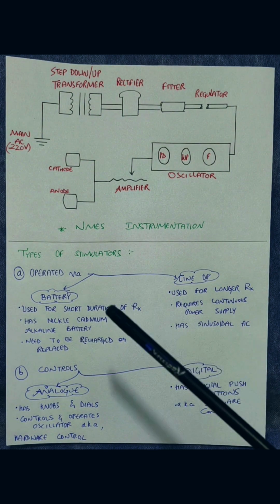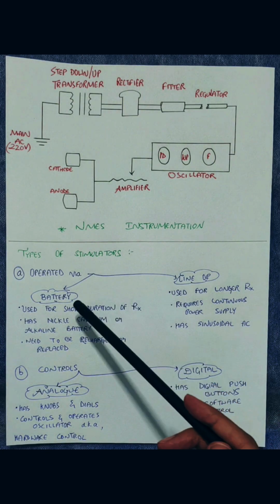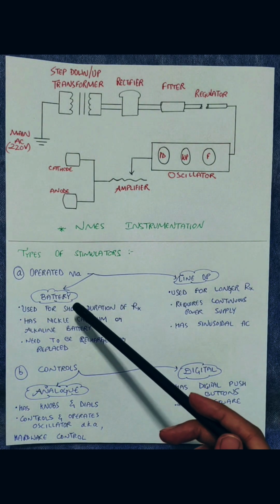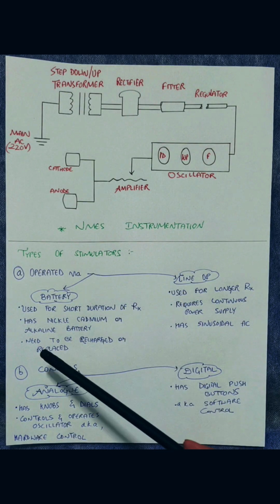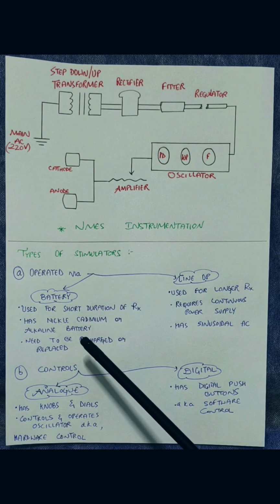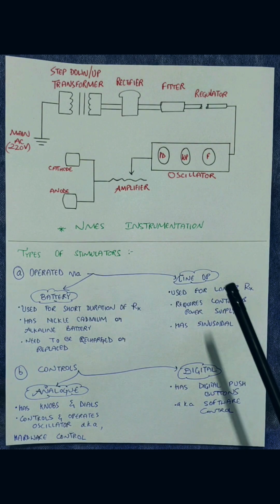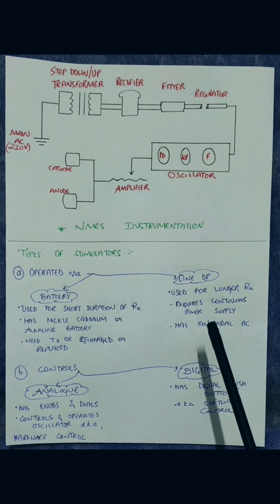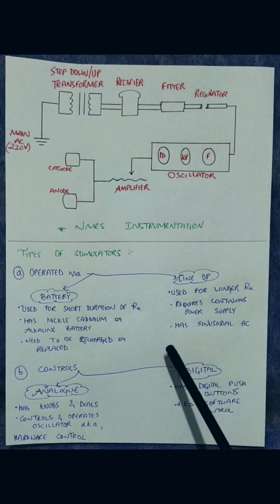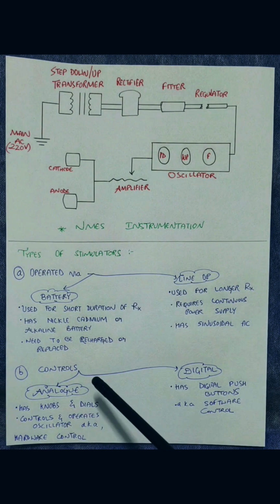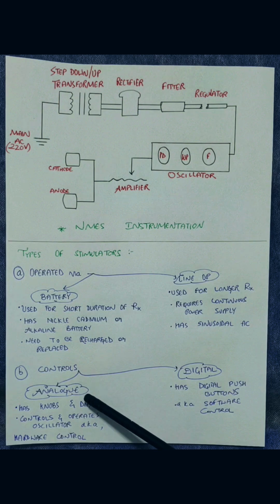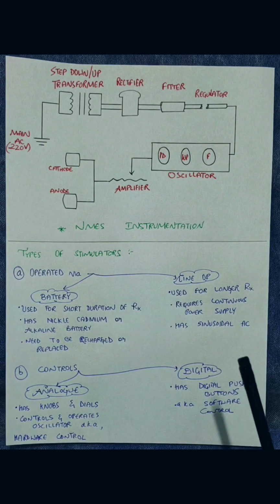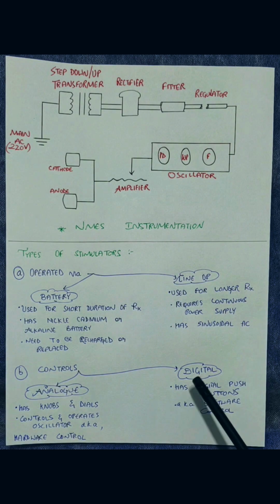Now we have a few types of stimulators operated via battery or the line. Battery-operated ones are used for short duration of treatment. They have nickel-cadmium or alkaline batteries that need to be recharged or replaced. We have a line-operated stimulator that is used for longer treatment durations. It requires a continuous power supply and has sinusoidal alternating current. Types of stimulator based on controls are analog or digital. Analog has knobs and dials that control and operate the oscillator, also known as hardware control. The digital one has digital push buttons, and this is also known as software control.